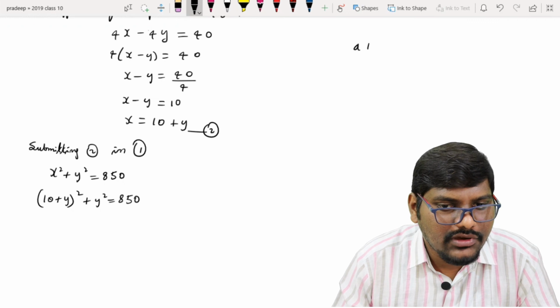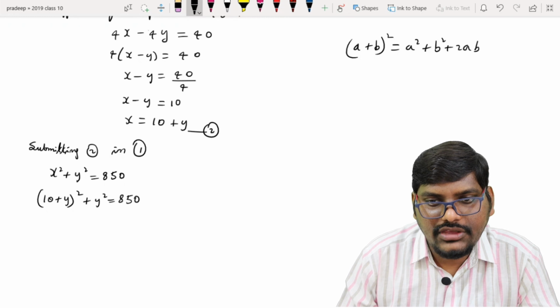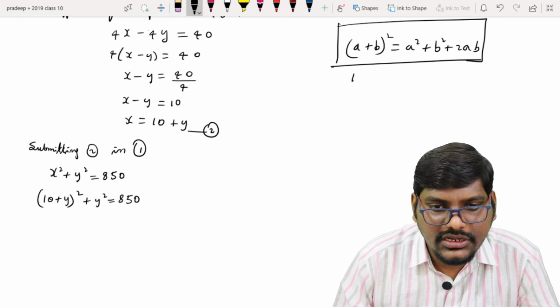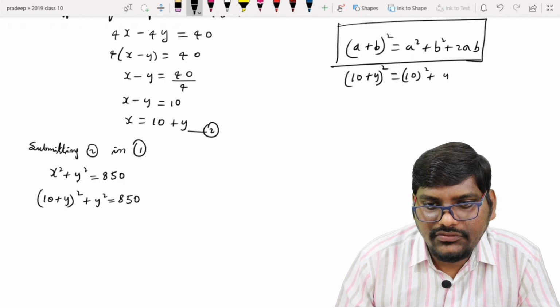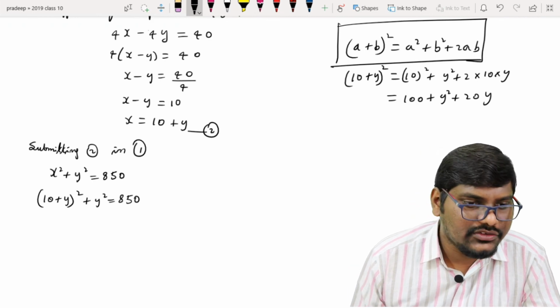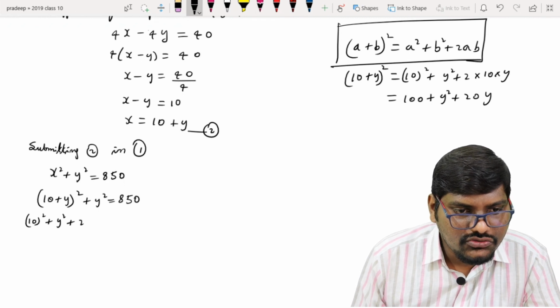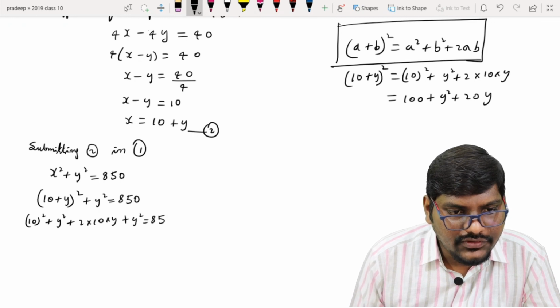What is the a plus b whole square formula? A plus b whole square is a square plus b square plus 2ab. So we'll write this formula here. This is 10 plus y whole square, so we can write 10 square plus y square plus 2 into 10 into y. Nothing but 10 square is 100 plus y square plus 2 tens are 20y. So we'll write the same here: 10 square plus y square plus 2 into 10 into y plus y square equal to 850 is the equation which we got.